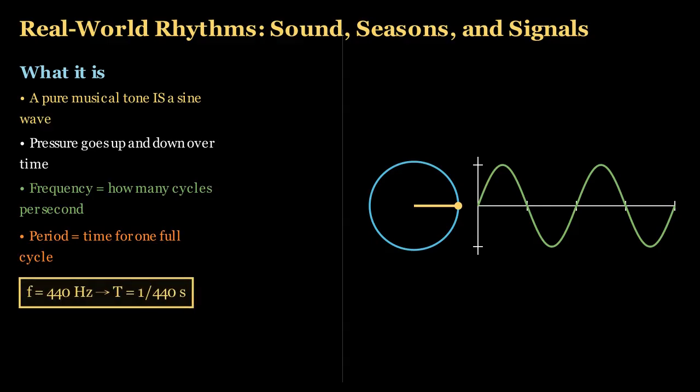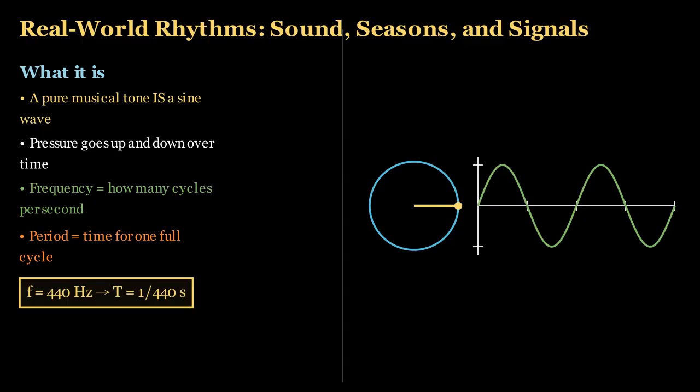The number of complete up and down cycles the wave makes every second is called its frequency. A higher frequency means a higher pitch note. The time it takes to complete just one cycle is called the period. Frequency and period are like two sides of the same coin. If a wave has a frequency of 440 cycles per second, its period is 1/440th of a second.